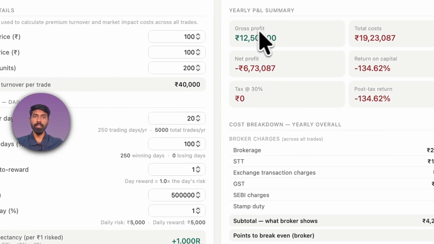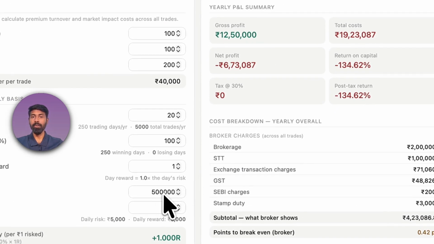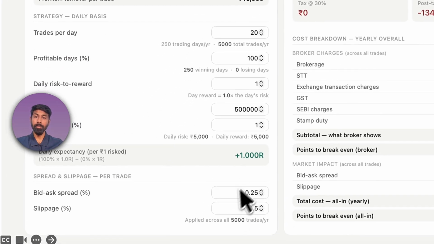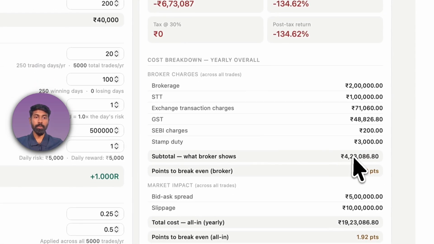Look at the gross profit on the right hand side. For this strategy, the gross profit is 12 lakh 50,000. On a capital of 5 lakh, you're making 12 lakh 50,000. But because you're taking more trades in a day, and because there is bid-ask spread and slippage in every trade, your cost will actually balloon to 19 lakh 23,087. Now, what is the split of this cost? Brokerage and other costs 4,23,000. Bid-ask spread cost 5 lakhs. Slippage cost is 10 lakhs.